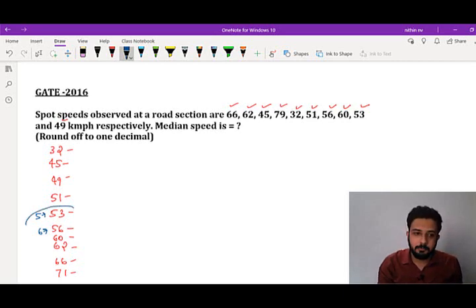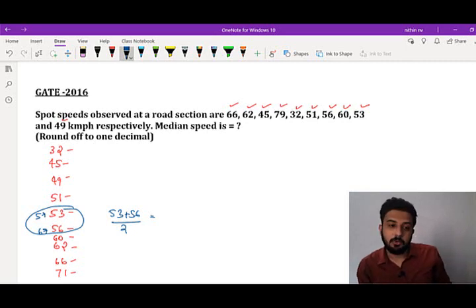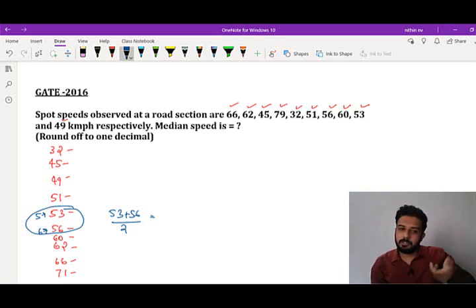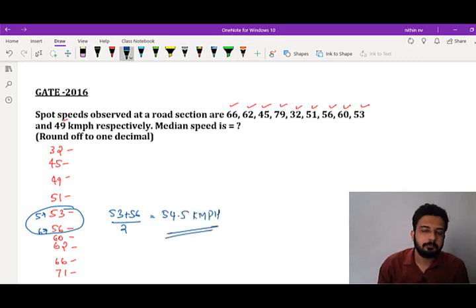So what we have to do? Then we will take the average. So 53 plus 56 by 2. If there were 11 numbers, then directly I can take the 6th one, the middle one. But now we are having only 10 numbers, an even count, so take the average of the middle two values. So 53 plus 56 by 2 will be 54.5 kmph. This is going to be your median.